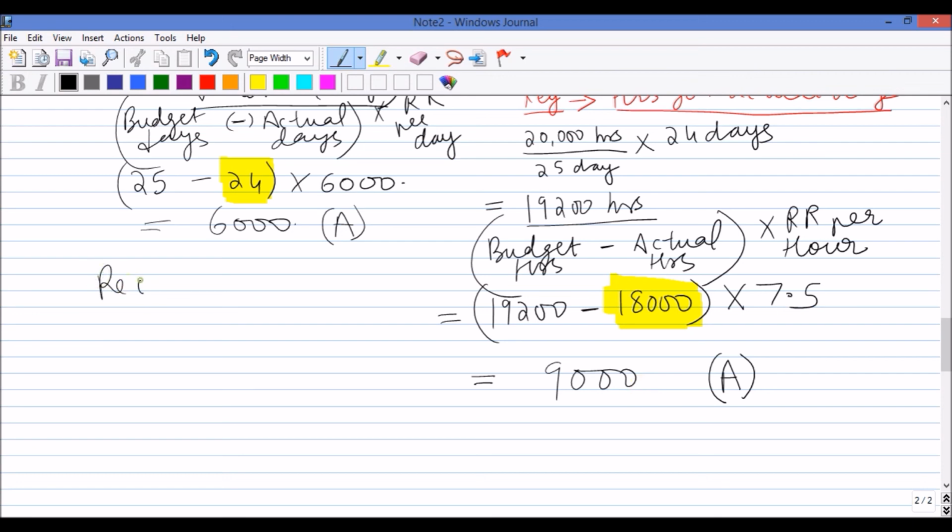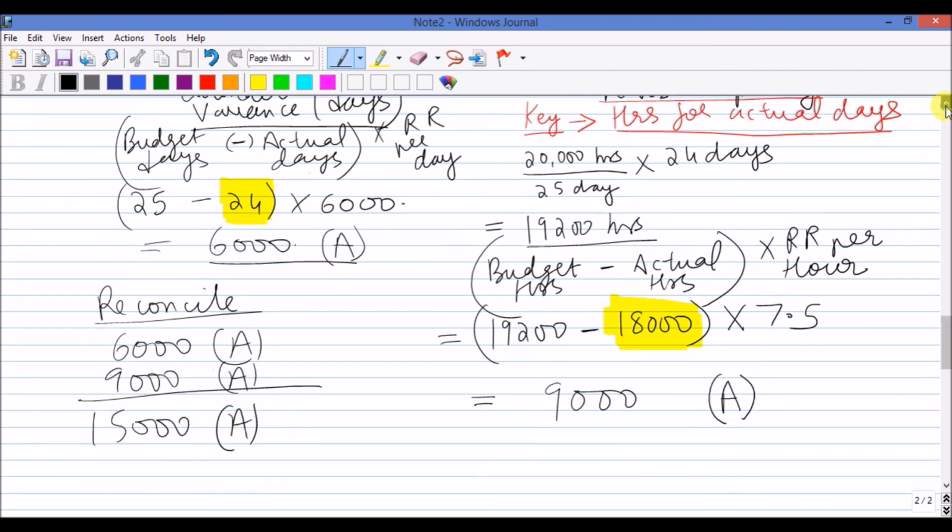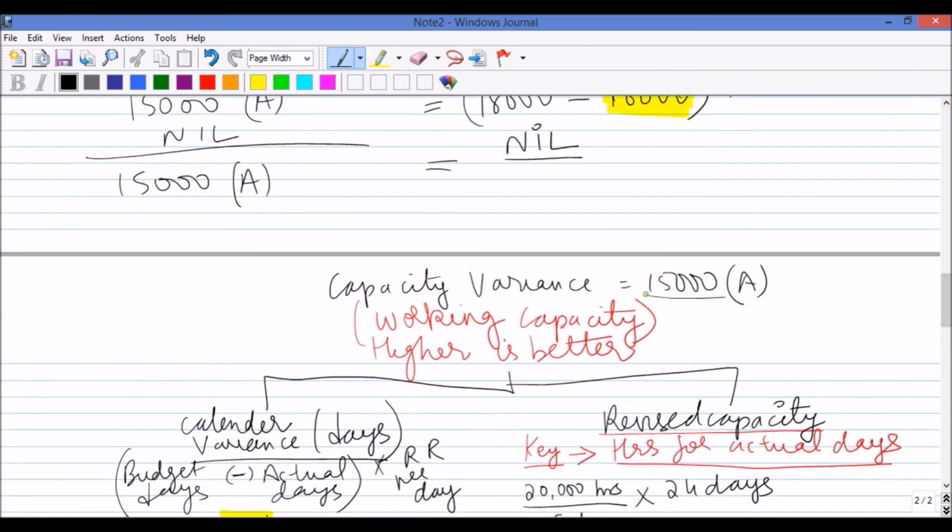So I'm going to reconcile both. We have 6,000 adverse, which is this, and we have 9,000 adverse, so the total comes to 15,000 adverse. Is it tallying? Yes, it is tallying, friends. 15,000 adverse. Please go through the first lecture, listen to it patiently. This will help you to understand the chapter completely. Thank you all.